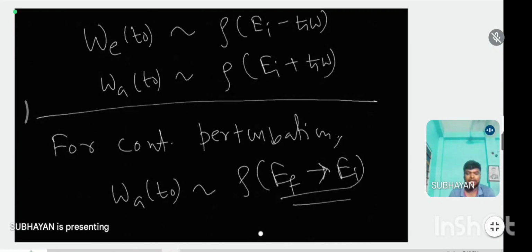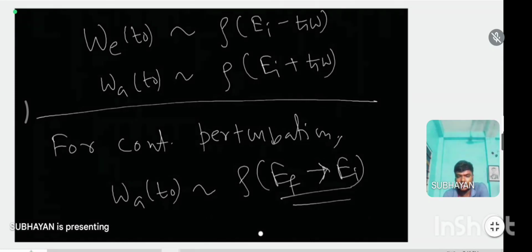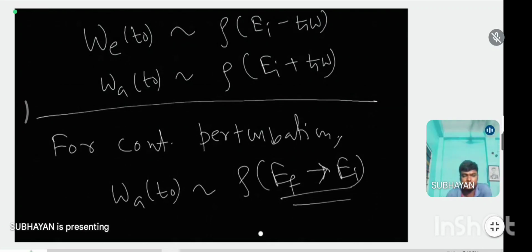E_f tends to E_i. But the harmonic perturbation is not an energy conserving perturbation, and the transition may happen from different energy eigenvalue levels, and we have found Fermi's golden rule in that way for harmonic perturbation.